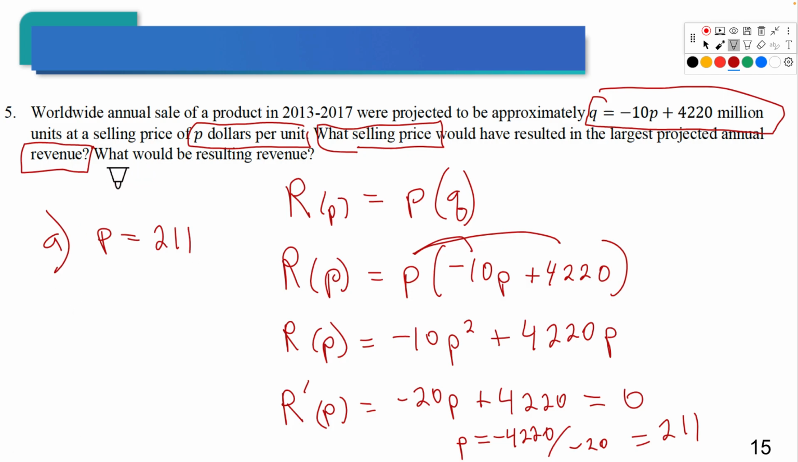The B part, though, what would be the resulting revenue? Be careful here. Remember, the revenue is the function before we took the derivative. The derivative is a rate. It's a marginal revenue. It's the revenue we would make by getting one more. We want to find what is the total revenue. So we go back to the original and we plug in our price of 211.